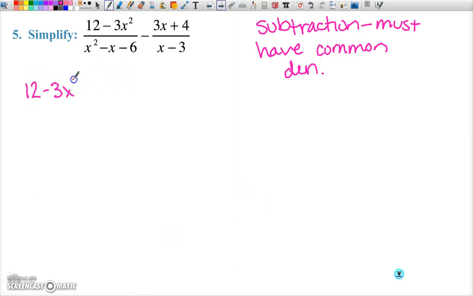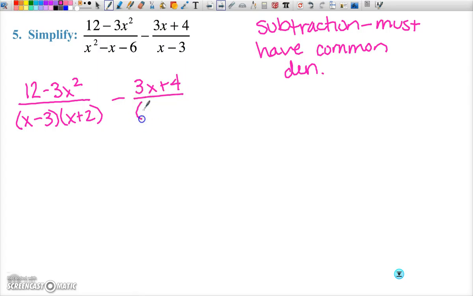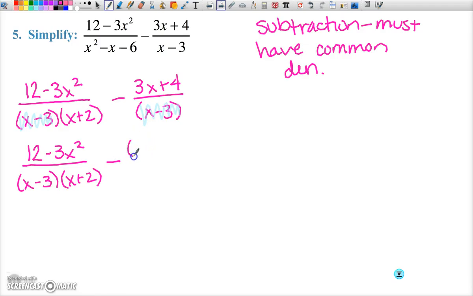So 12 minus 3x squared over, and this is going to be x minus 3 times x plus 2, minus 3x plus 4 over, and I'm going to put this in parentheses because there's nothing we can do to factor that. It's totally done. Well, if we're looking at our denominator, this has an x minus 3, and so does this one. However, when we're looking at a common denominator, the x plus 2 needs to be here as well. So this first fraction doesn't even need to change at all. I'm going to just leave it as it is. But the second fraction needs to get an x plus 2.